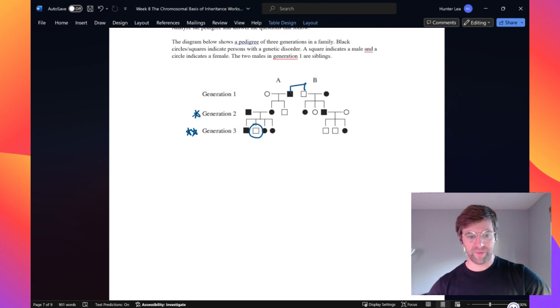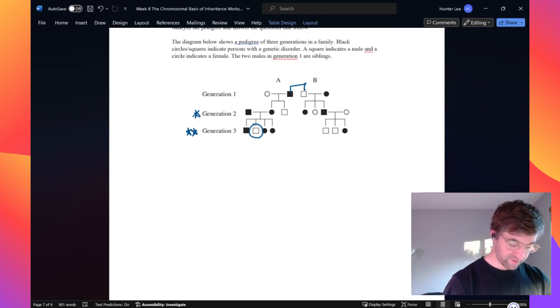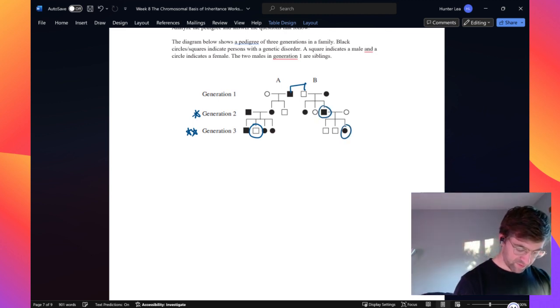Okay, so looking at the information from generations 2 and 3, it's also likely that the allele is sex-linked, since all daughters of affected males have the disorder, and males only have the disorder if their mother had it. So males only appear to have it if their mother had it.